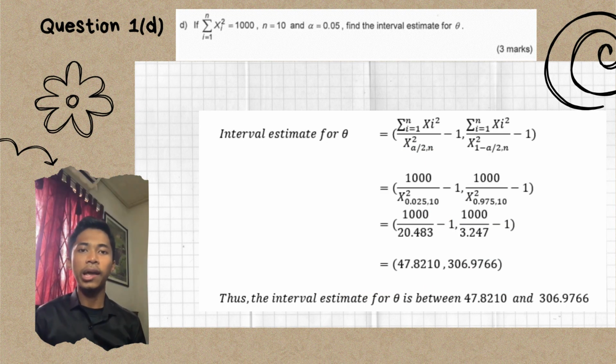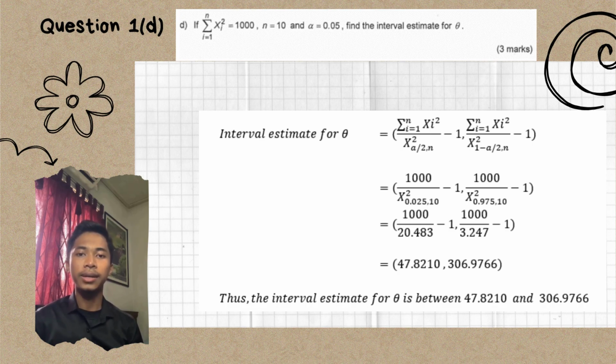For question D, if summation of xi square is 1000, n is 10 and alpha is 0.05, find the interval estimate for theta. From the derivation of the 1 minus alpha times 100% confidence interval explained by my partner, we will use the formula to answer question D. We will substitute all the values into our formula. But remember, on the left side the value of alpha is alpha over 2, and on the right hand side it is 1 minus alpha over 2.